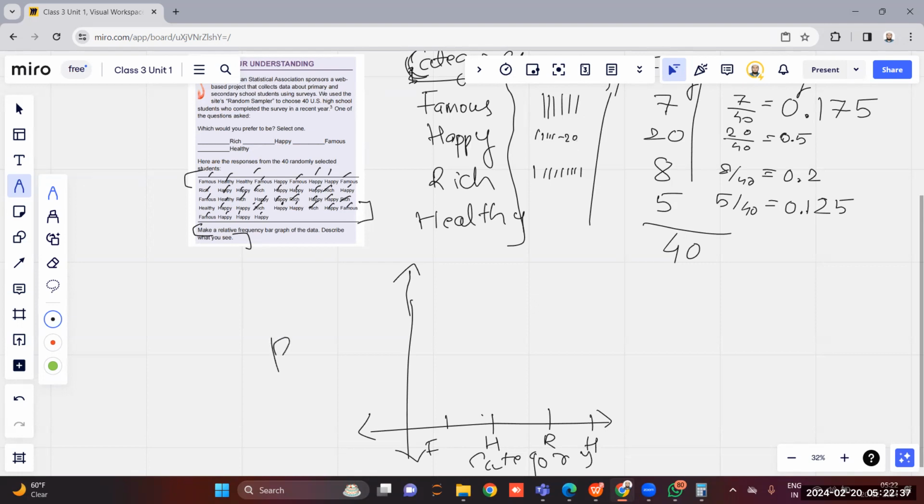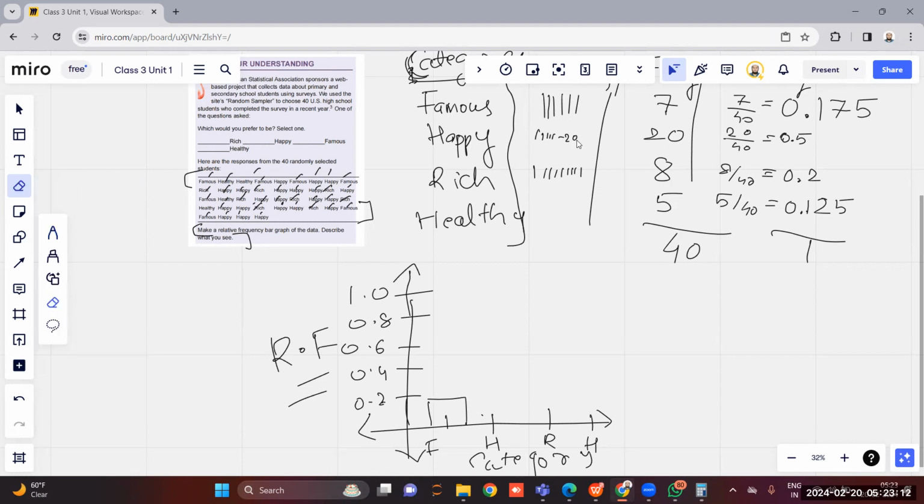So it will be relative frequency here, RF. I want to plot category with relative frequency. I will start from 0, with 1 centimeter for 0.2: 0.2, 0.4, 0.6, 0.8, and 1.0. All the additions of these will come to 1, not more than that. So what is it for famous? It's 0.175, near about 0.2. So it will be like this. I should draw it smaller, I think.